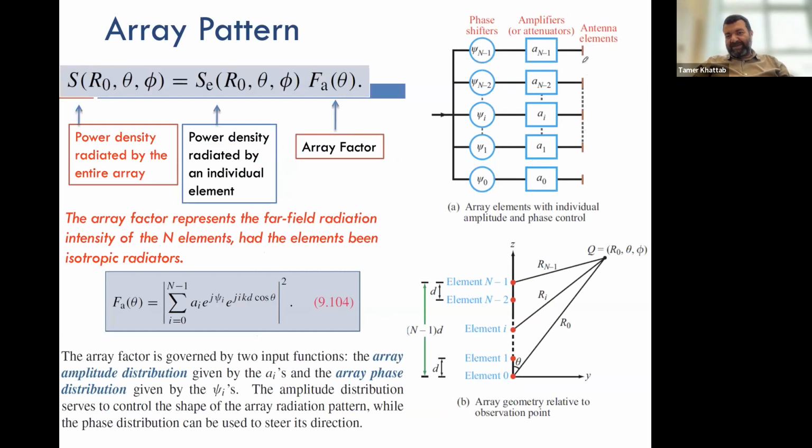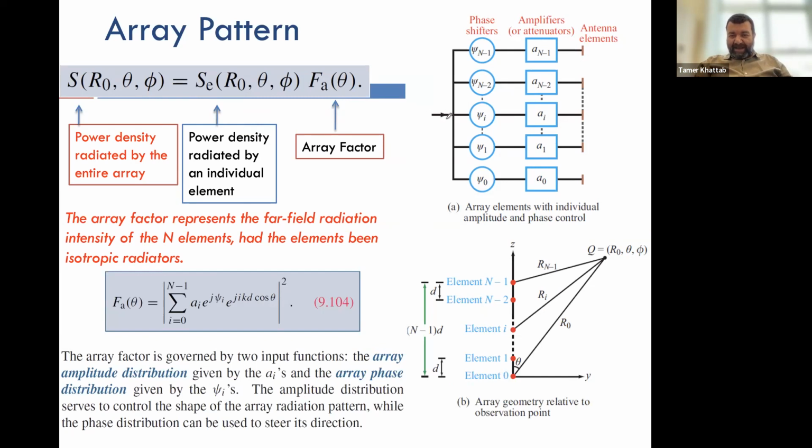Each one of those elements can be anything. Those elements, for example, can be a half wavelength dipole, or they can be a reflector antenna, or they can be a microstrip antenna. But you are using one microstrip antenna, another, a third, a fourth, and so on, and arranging them in a certain geometric shape. That's called an antenna array.